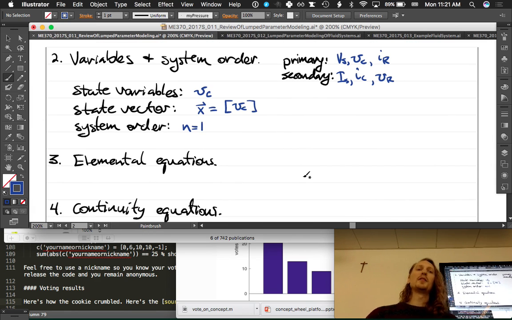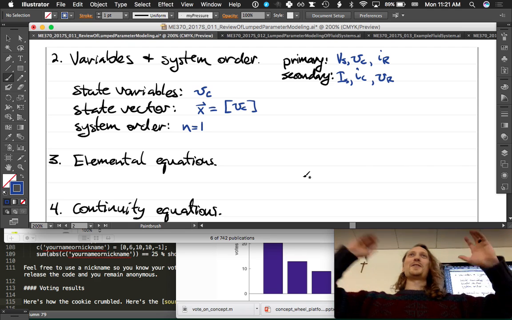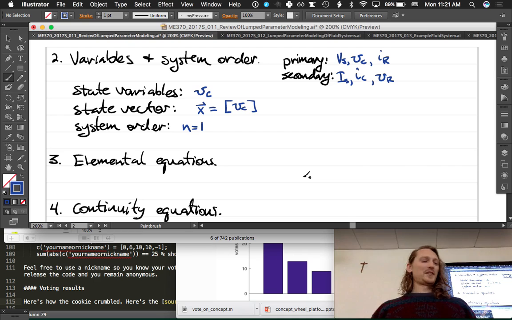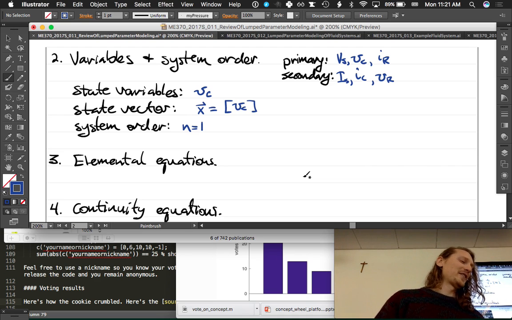So our elemental equations are first. Isn't this fun? We're just rehashing stuff, and all these neurons are waking up, but it feels good because you already know it. I like this problem. You're just going through it again. It just feels great to me. I enjoy it.